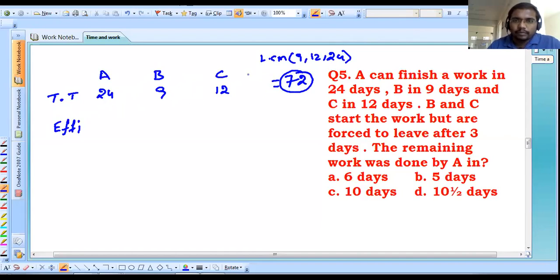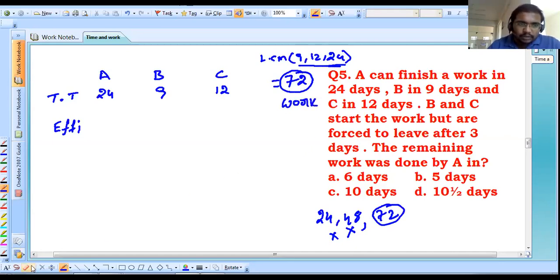Because 24 is the big number. Is 24 divided by 9 and 12? No. Then 24 next multiple, 48. 48 is also not divided by 9. Next multiple is what? 72. 72 is divided by all the 3 numbers. So LCM is equals to 72. So you are assuming this is work.